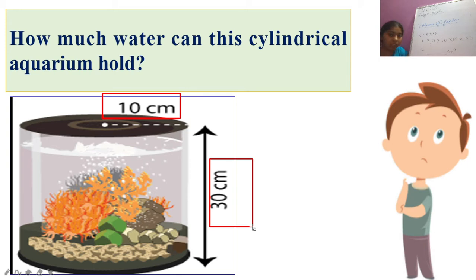Yes students, do you get the answer? Write down your answer in the comment box. Okay, very good students. So basically we get the answer as 9420 centimeter cube. So this is the value we will get at last for the volume of a cylinder, that is how much water is going to be filled. Okay students, so now let's come forward.